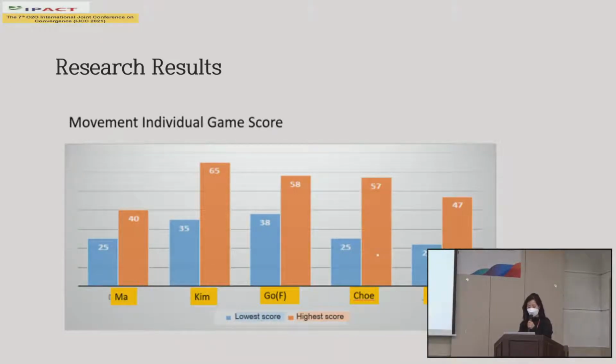Individual gain score as a result of the experiment. 12 movements were first selected from 24 movement expression activities.